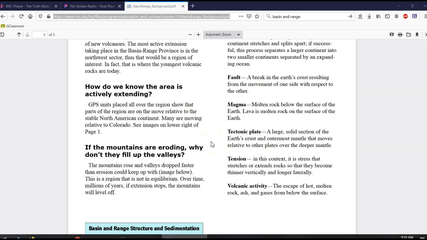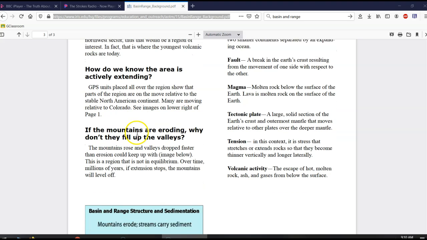How do we know the area is actively extending? GPS units placed all over the region show that parts of the region are on the move relative to the stable North American continent. Many are moving relative to Colorado. See the images on the lower right of page one.